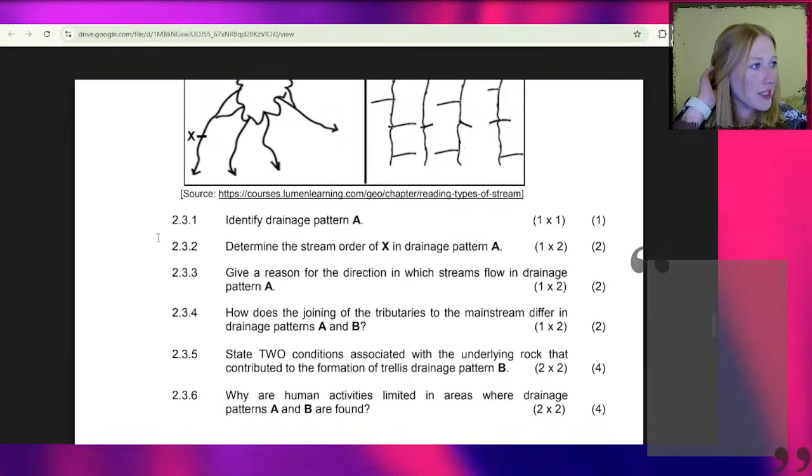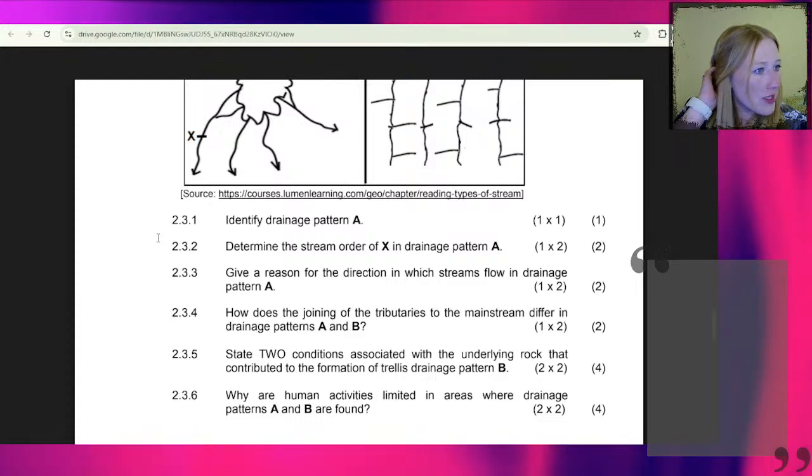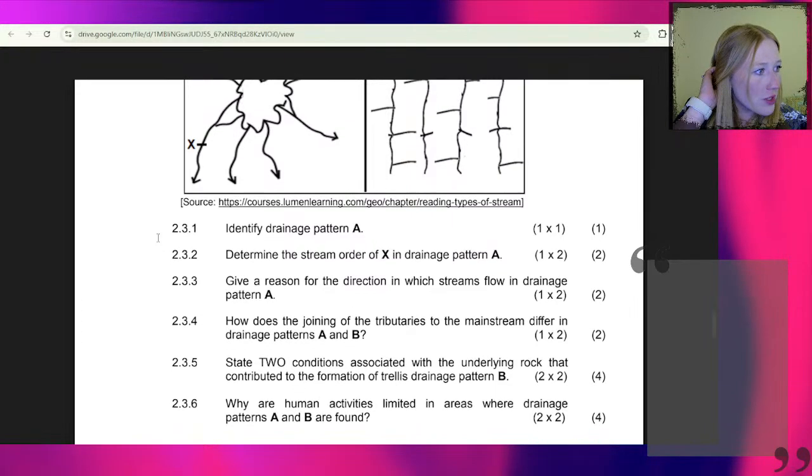Why are human activities limited in areas where drainage patterns A and B are found?